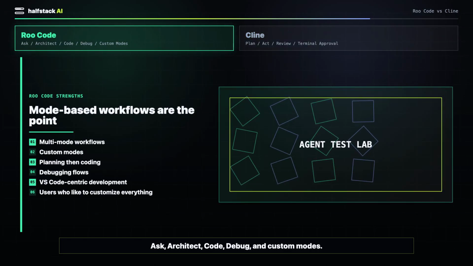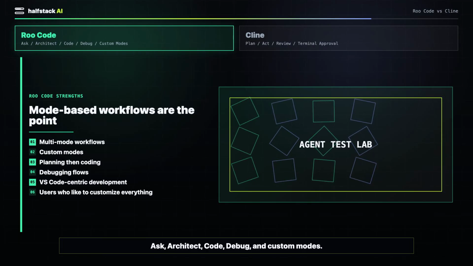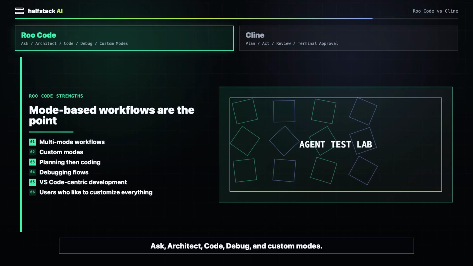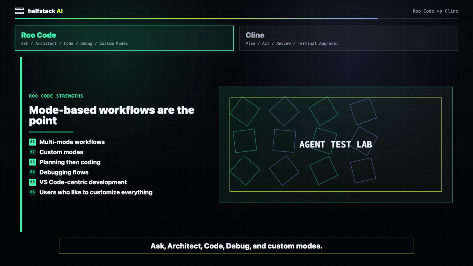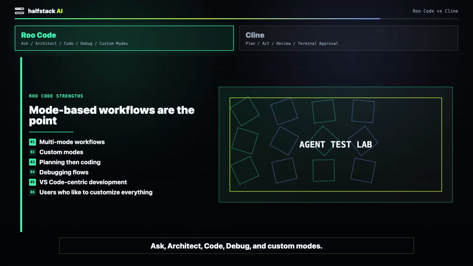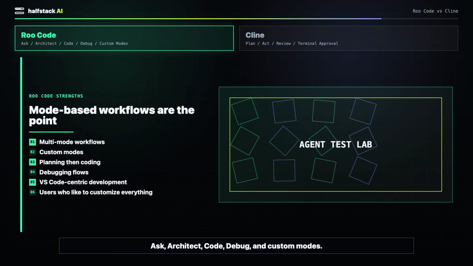Roo Code is strong if you like mode-based workflows. For example, use ask mode to understand a codebase, use architect mode to plan, use code mode to implement, use debug mode to fix errors, use custom modes for your own team standards. That makes Roo Code feel like a small AI software team inside your editor.